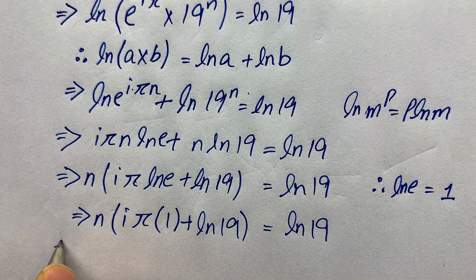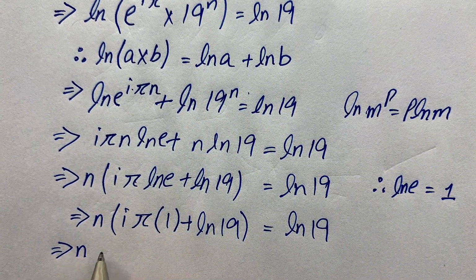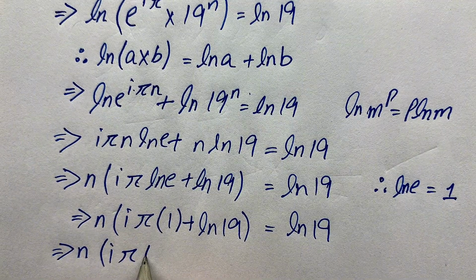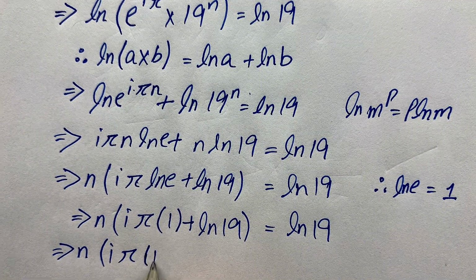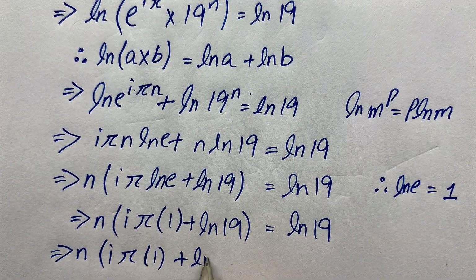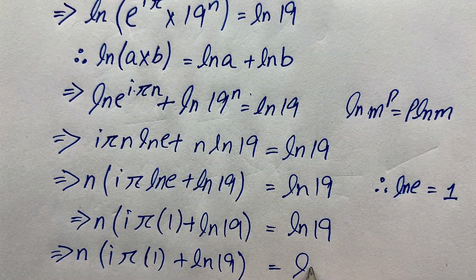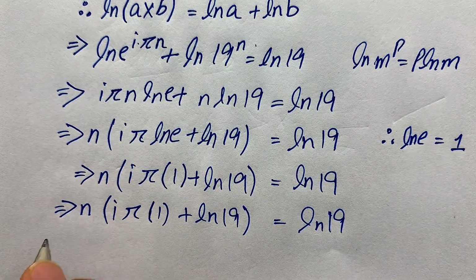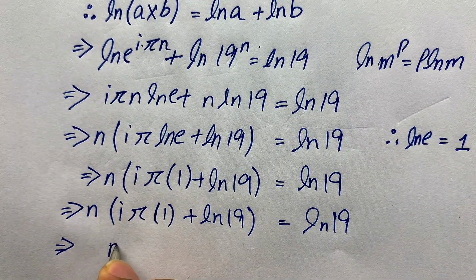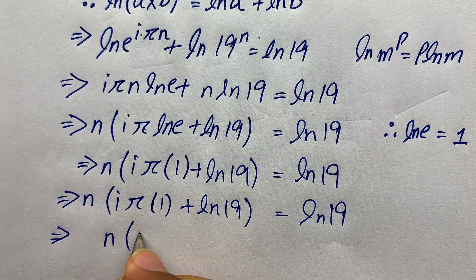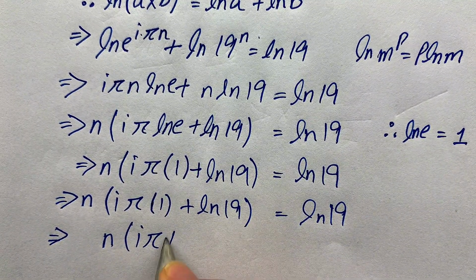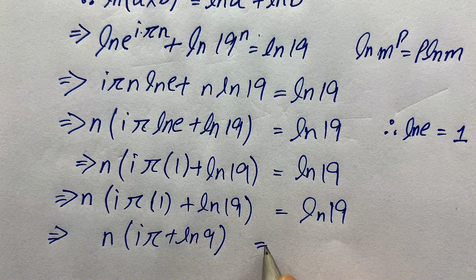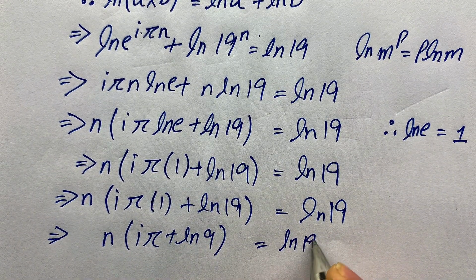Now we use n(iπ · 1 + ln 19) is equal to ln 19. The same in the next step we get n(iπ + ln 19) is equal to ln 19.